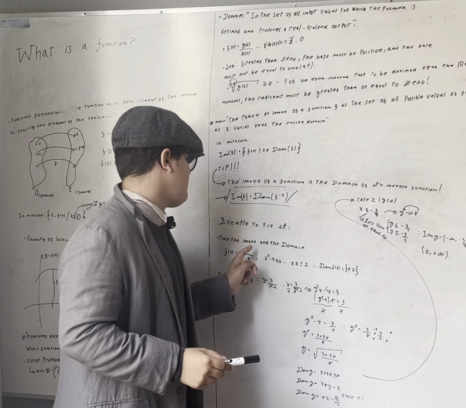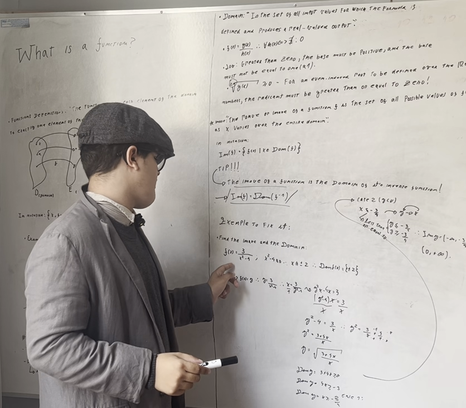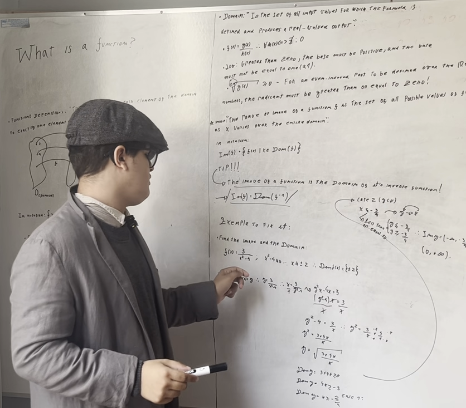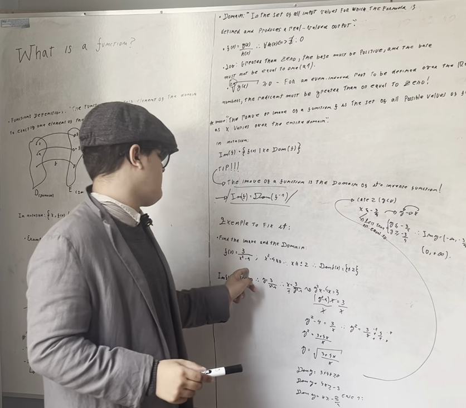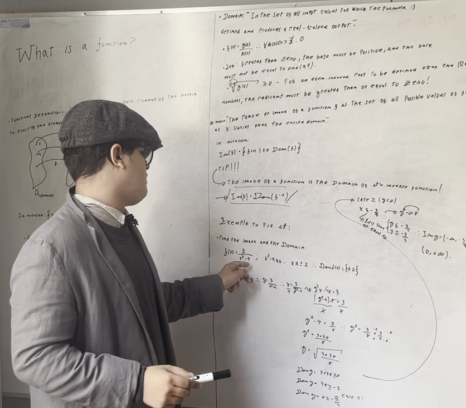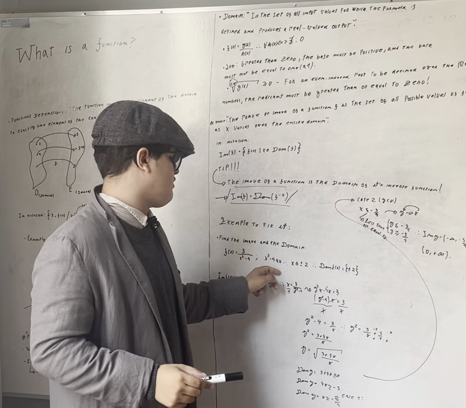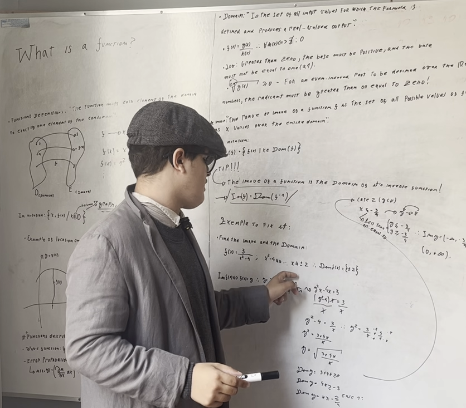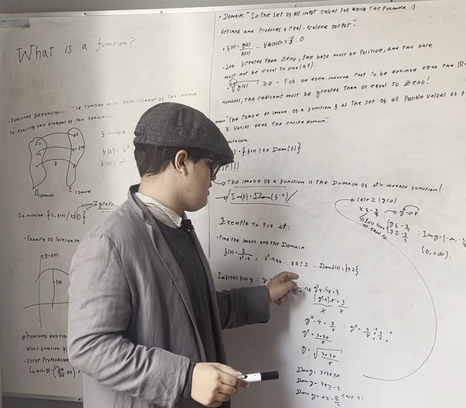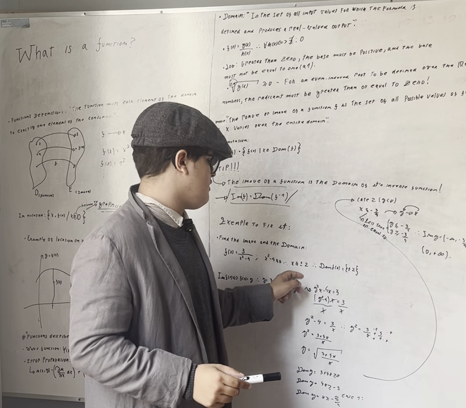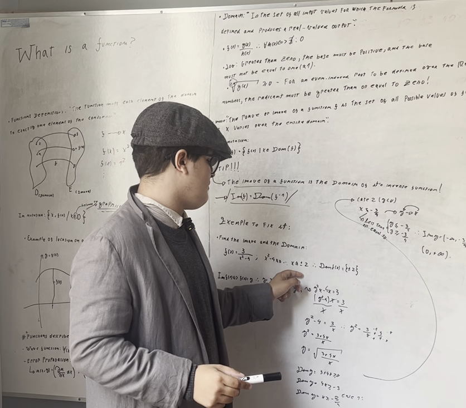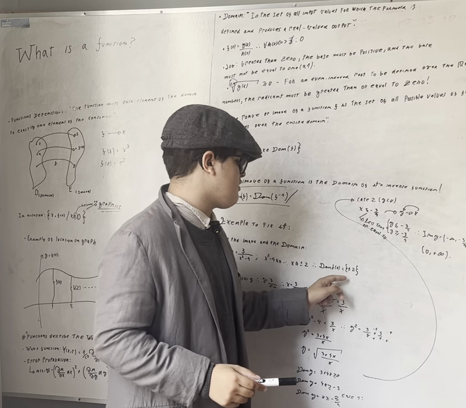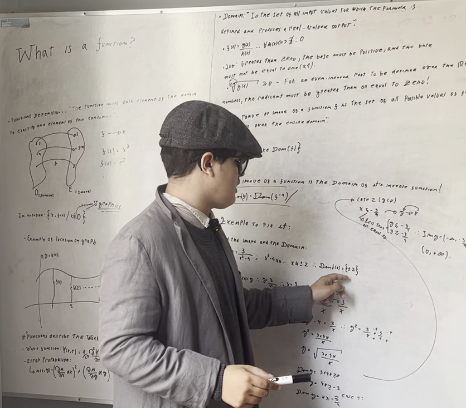So find the image and the domain. f(x) equals 3 over x squared minus 4. So x squared minus 4 needs to be different from 0. So x has to be different from minus or plus 2. So the domain of x is all reals except minus and plus 2.